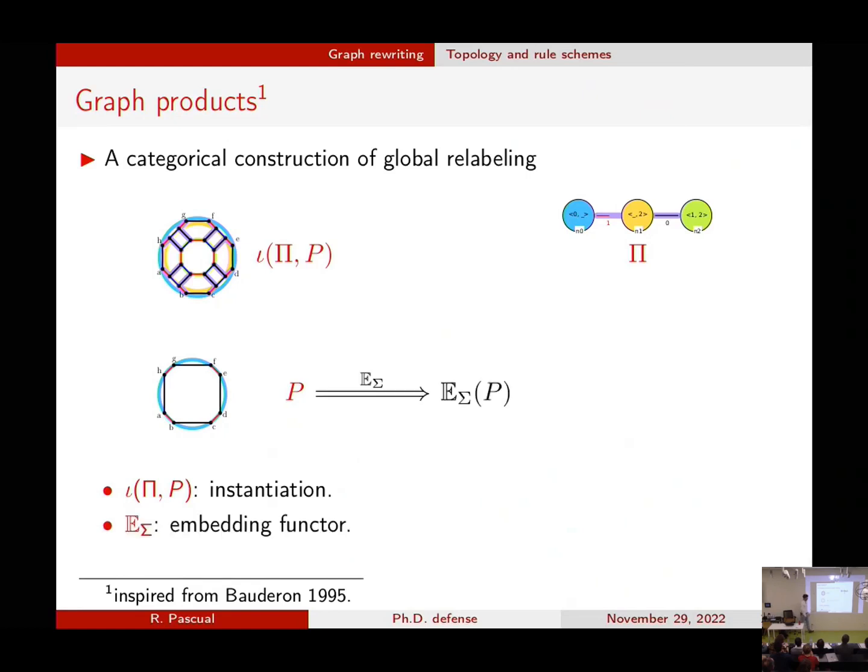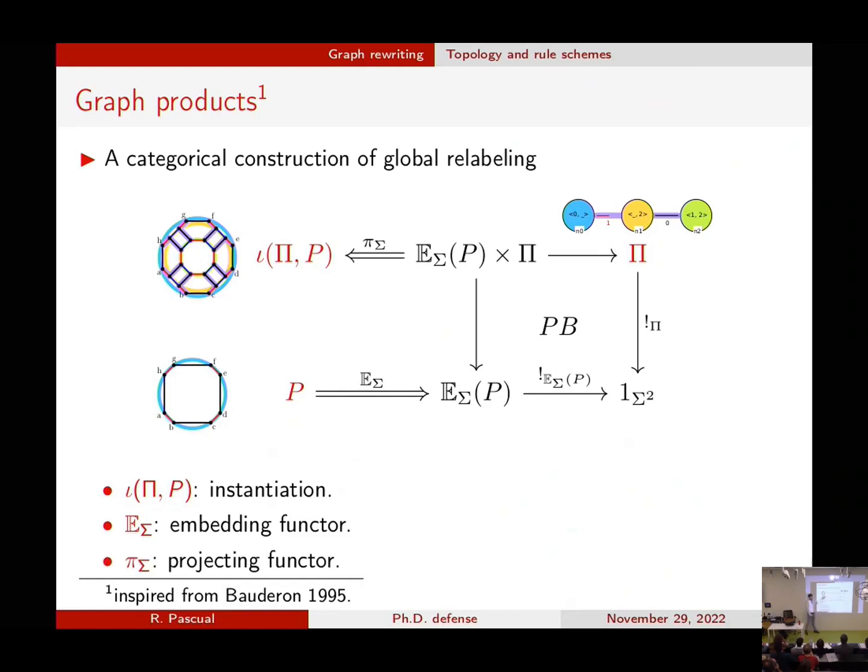Now the first step is that we embed our graph to obtain each possible relabeling. Then we perform a product which was shown by Bauderon at the end of the 1990s to be a way to simulate the application of functions. And now we have our modified graph, which we simply have to move back to our initial category. So in a sense, move back to Gmaps, and we obtain our modified Gmap. Well, this is simply the instantiation of one part of the rule.